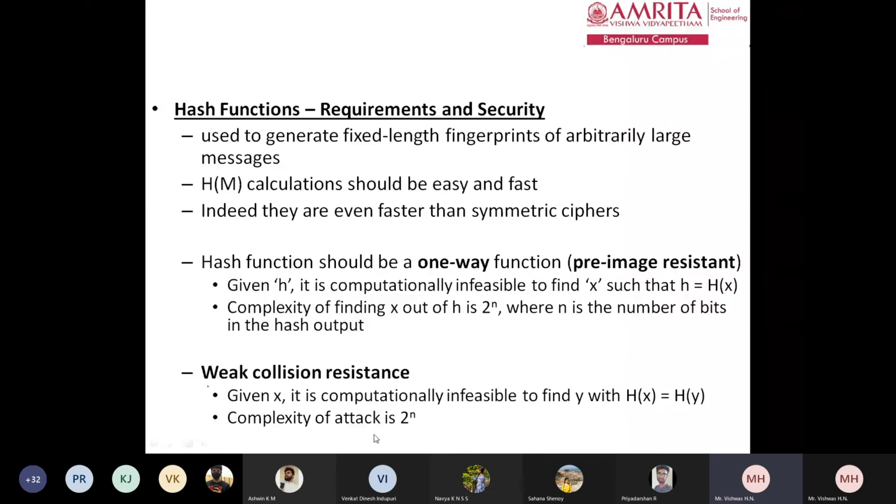So given x, it is computationally infeasible to find y with h of x equal to h of y. If you have x, the message, with that you cannot find what y is. That is also not possible, which is also 2 to the power n. Generally nobody does it, but you should know all these points. Okay, so that's about the hash function. Let us go to the next slide.